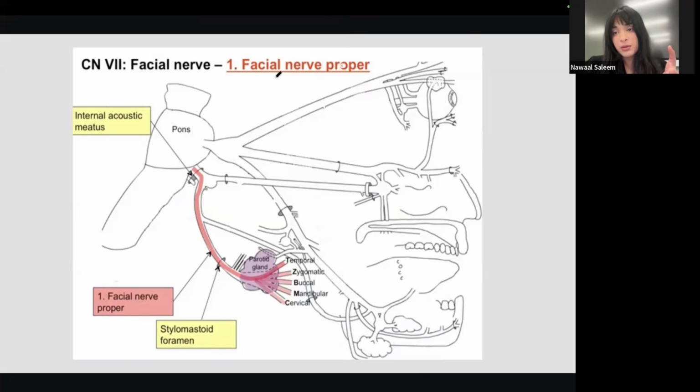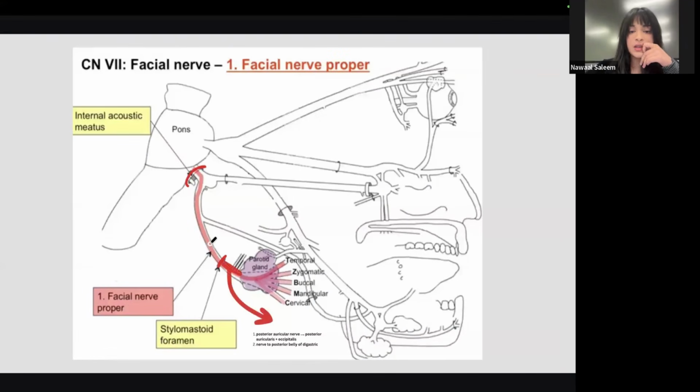This is the facial nerve proper, right? This is the internal acoustic meatus. It's going into the ear. This is the stylomastoid foramen. This is where it's exiting the skull and it's going towards the parotid gland, right? This is the facial nerve proper in the canal. Okay, so let's look at what canal this is.